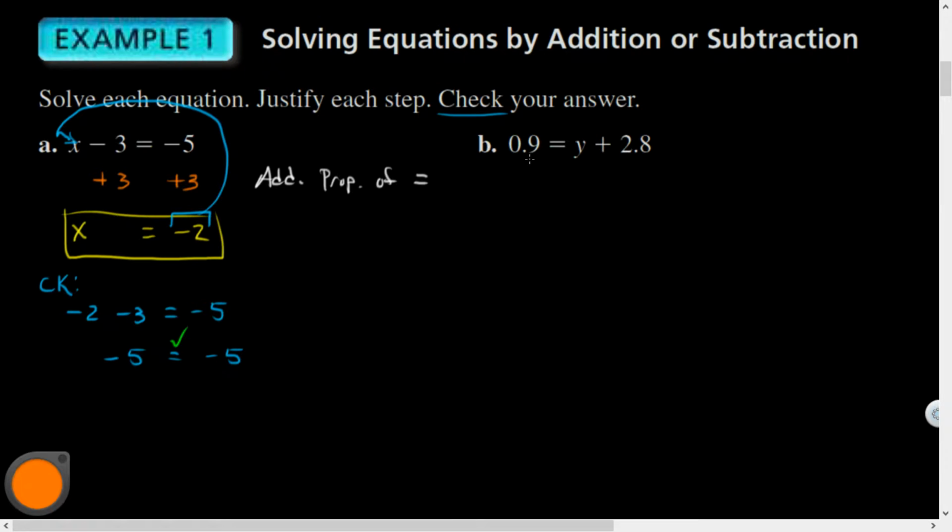All right, so let's look over here. This one's a little weirder. It's got some decimals, but don't let it scare us. I'm already scared. It's okay. Whew. All right.